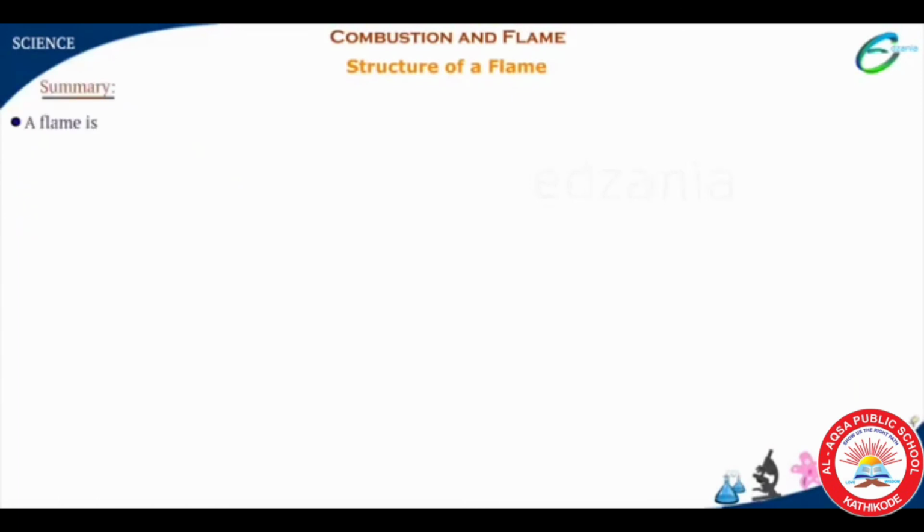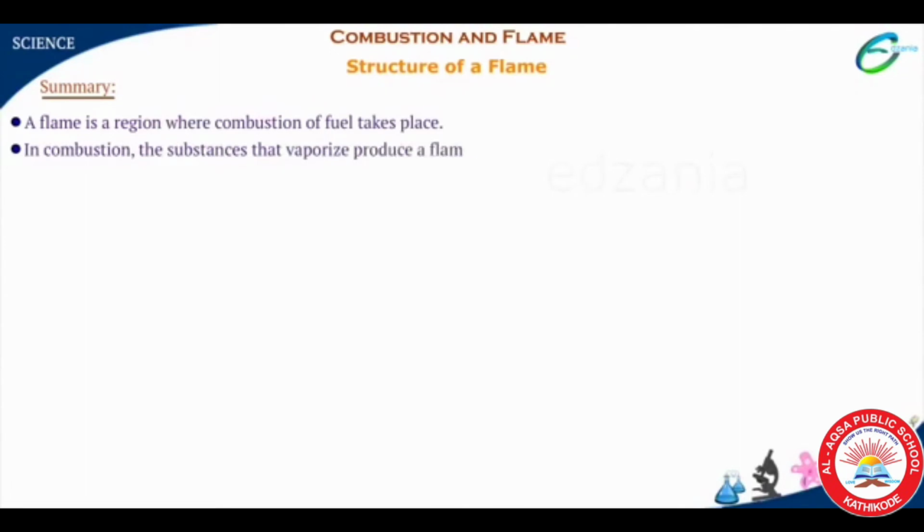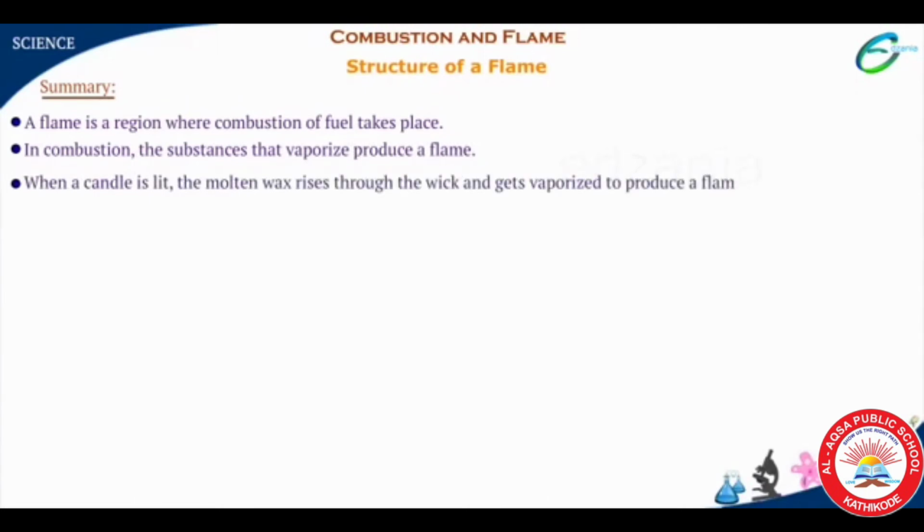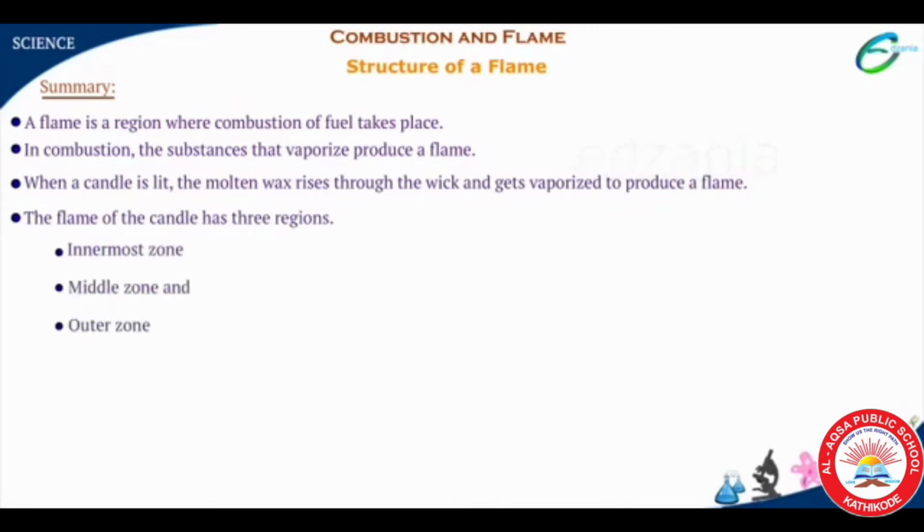So, which portion have we studied from here? A flame is a region where combustion of fuel takes place. In combustion, the substances that vaporize produce a flame. When a candle is lit, the molten wax rises through the wick and gets vaporized to produce a flame. The flame of the candle has three regions: innermost zone, middle zone, and outer zone.